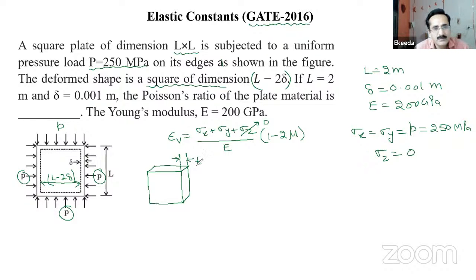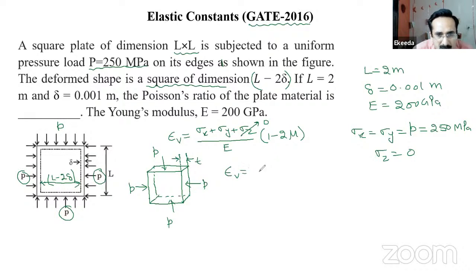This is the thickness T, small thickness T. And the pressure is applied in two directions, that is X direction and Y direction. This is the pressure applied, P. Equal pressure is applied in both directions, X and Y direction. And there is a small thickness T, right? So what is volumetric strain?